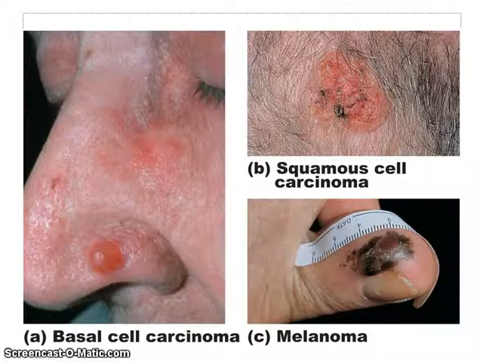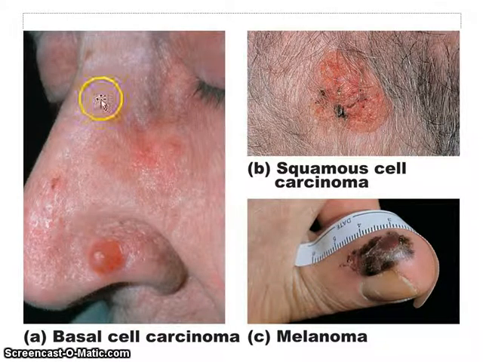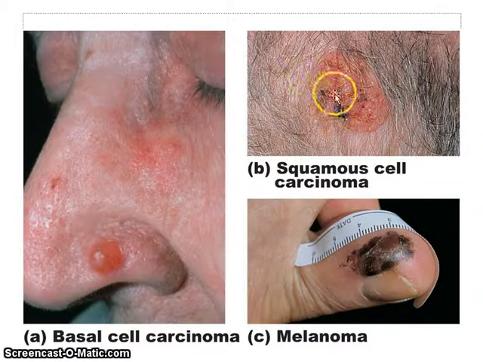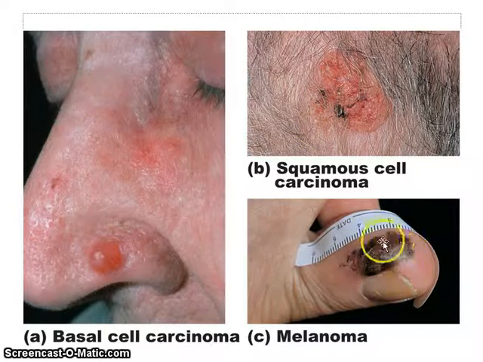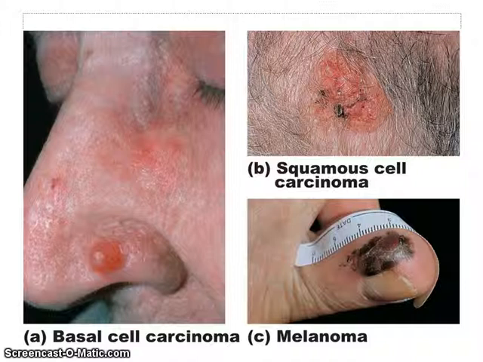These are 3 examples. On the left, you'll see the basal cell. It's a small raised bump. The squamous cell has some discoloration, these darker spots within the big pink dot. And then melanoma is going to be much darker, and the size of the melanoma will vary quite a bit.